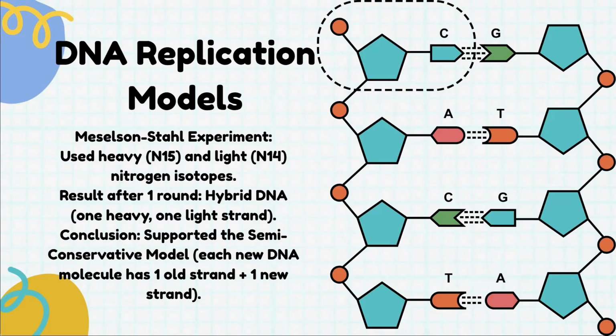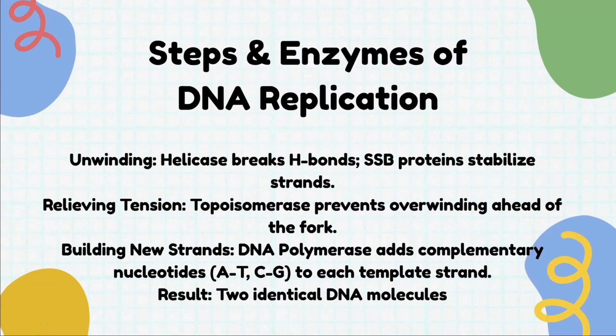So DNA replication models. In the Meselson and Stahl experiment, they used heavy and light nitrogen isotopes. The result after one round was hybrid DNA, with one heavy and one light strand. The conclusion they got was that it supported the semi-conservative model, in which each new DNA has one old strand and one new strand.